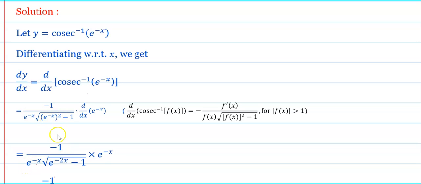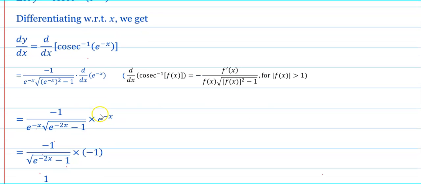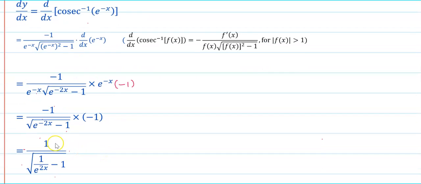E raised to minus x bracket square means what? E raised to minus 2x minus 1. And derivative of e raised to minus x. See this here. It's a sign. E raised to minus x is a minus x into the coefficient of this x, which is the minus 1. Okay. Now this e raised to minus x will get cancelled. You will get minus 1 into this minus 1. And that will be again plus 1.